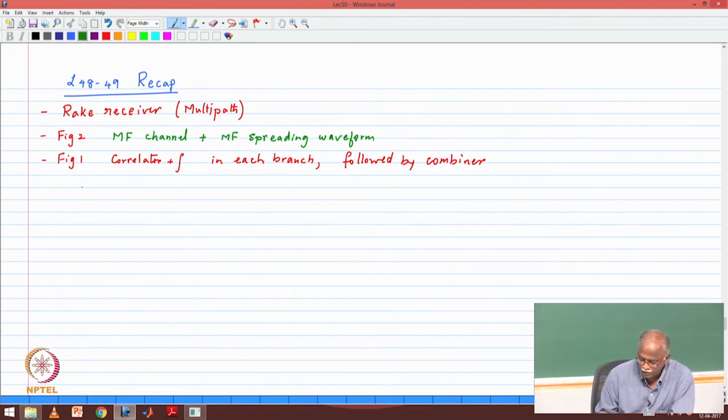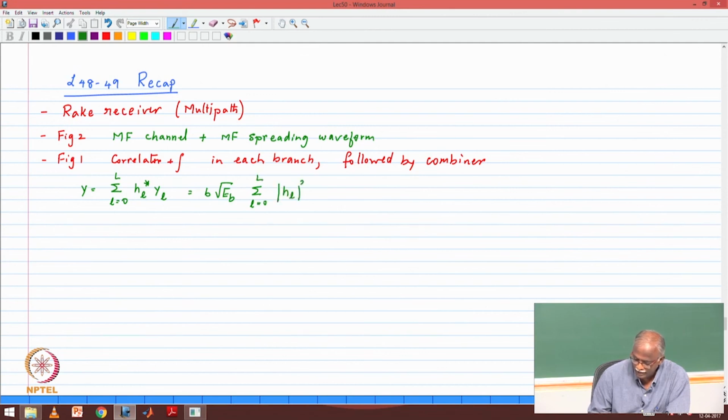So, the final output Y we obtain is the summation over L equal to 0 through uppercase L of H_L star times Y subscript L. Basically, the final expression is given by B times root E_B times the summation over L equal to 0 through uppercase L of mod H_L squared, plus the summation over L equal to 0 through uppercase L of H_L star times N_L. Okay.